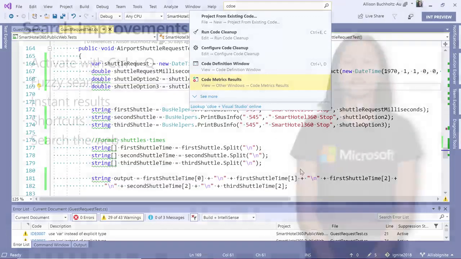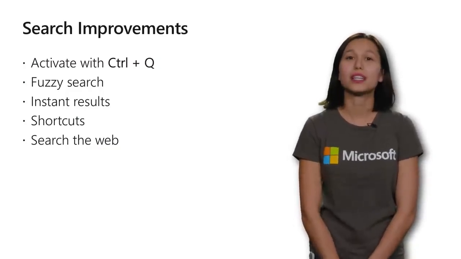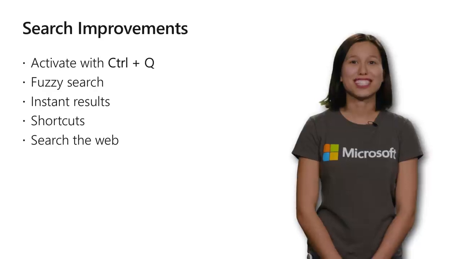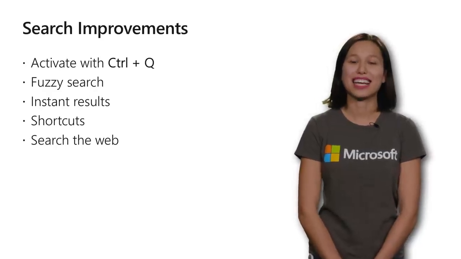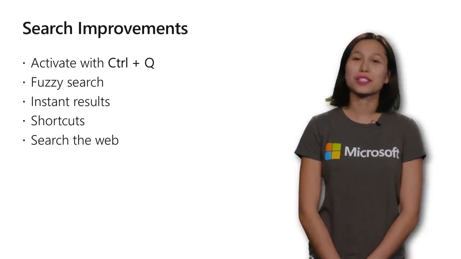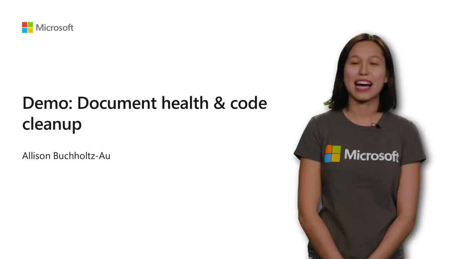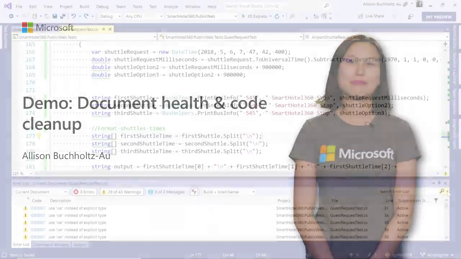And finally, if you're not seeing what you're looking for, you can always quickly do an online search with this button down here. For a quick recap, you'll see that with our search, you can now activate it quickly with Control-Q. We've got fuzzy search to help with any misspellings, as well as fast results. You can also look at shortcuts or search the web if you don't find what you wanted. Let's take a look now at document health and code cleanup.